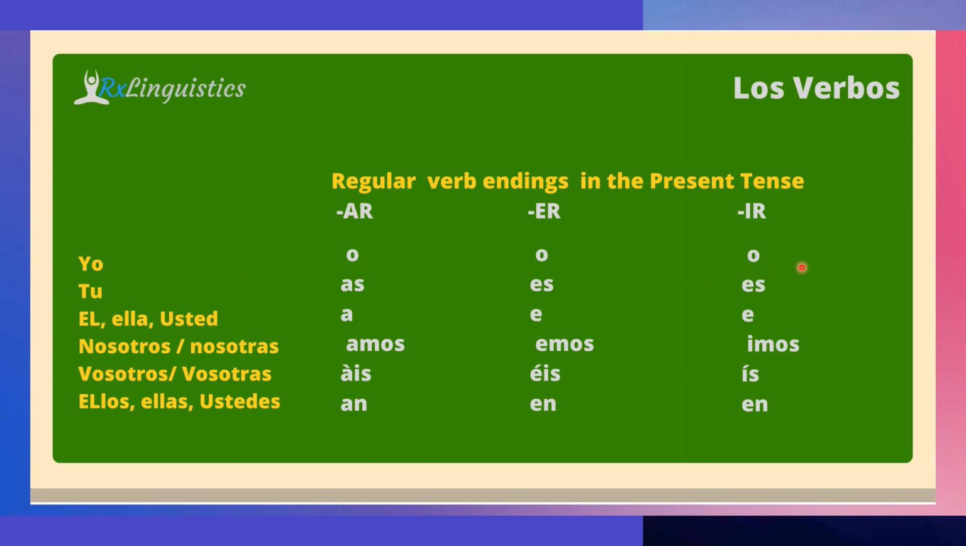If you are talking, you use O, first person singular. You are talking to one patient, then you know the verb you are using. If it's a regular verb, it will be A for AR verbs, it will be E for ER and IR verbs. Then the nosotros is amos, emos, imos, and the third person plural is AN for AR verbs, EN for ER and IR verbs.